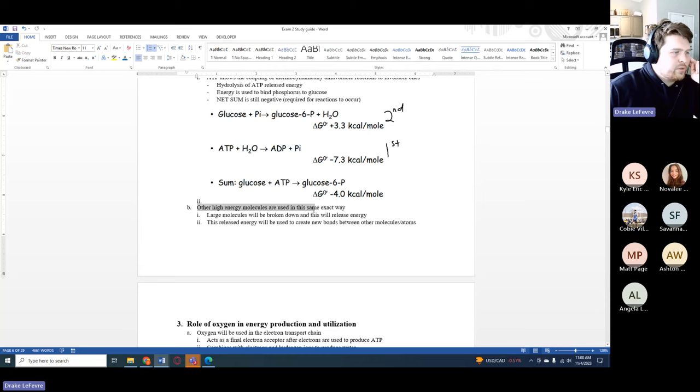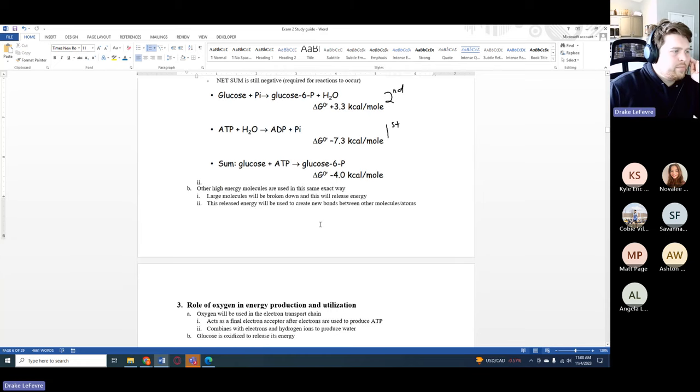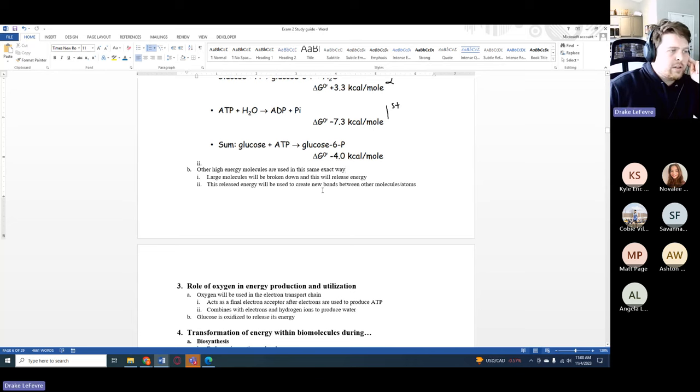Just saying that other high energy molecules similar to ATP are used in the same way. Large molecules will be broken down and this will release energy. This energy release will be used to create new bonds between other molecules or atoms.